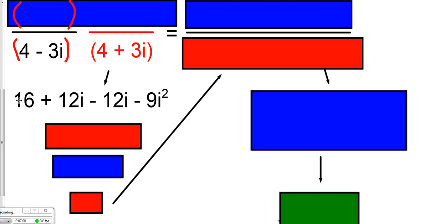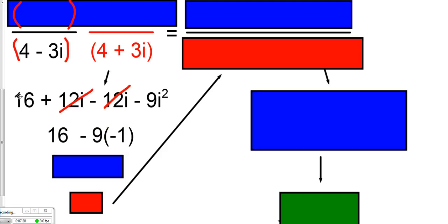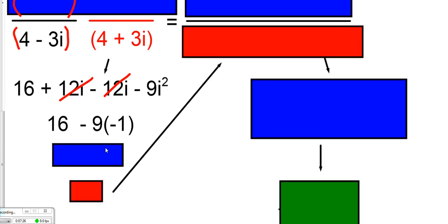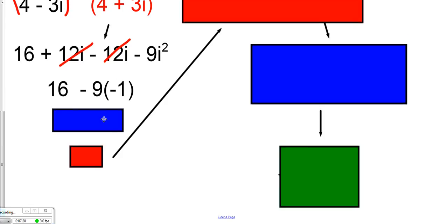4 times 4 is 16. 4 times 3i is 12i. Negative 3i times 4 is negative 12i. Negative 3i times positive 3i is negative 9i squared. Like we saw before, our i terms are going to cancel out. So we're left with positive 16 minus 9i squared, but i squared, remember, is negative 1. So instead of minus 9, it now becomes plus 9.